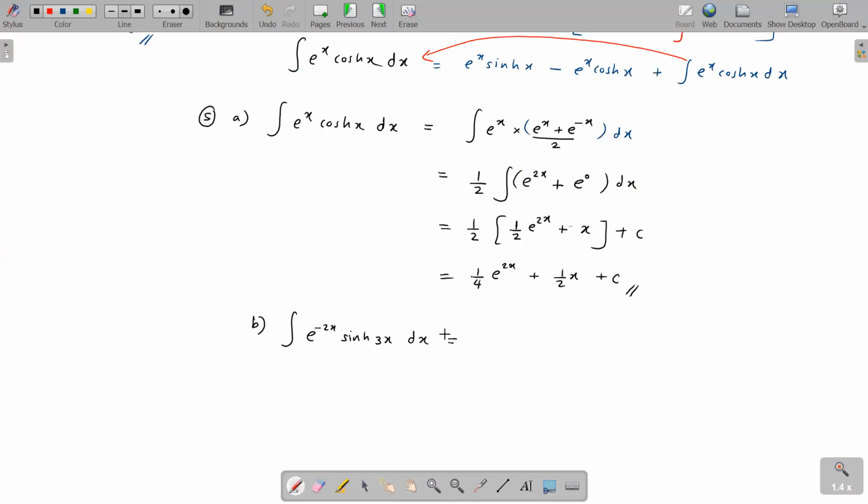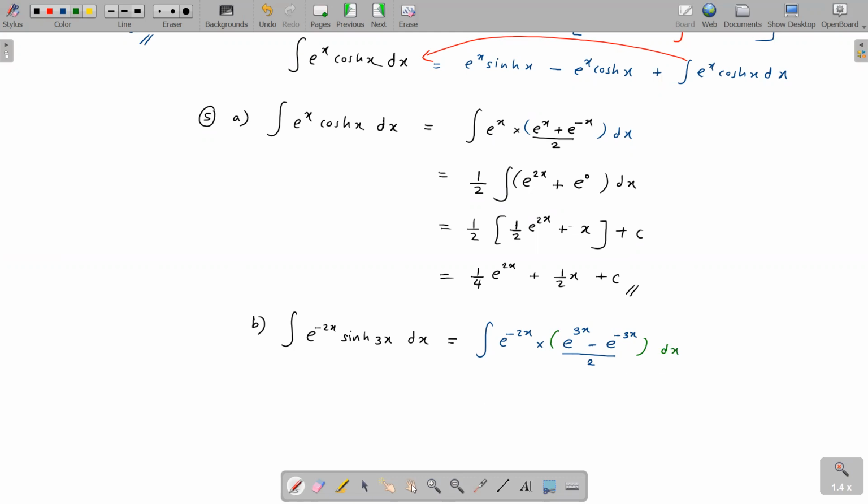Again, it's best that we go with what? The definitions of the hyperbolic function. So what do we get here? Integration e to the power minus 2x sinh 3x. So sinh 3x will be e to the power 3x, right? Sinh x is e^x minus e^(-x) over 2. So sinh 3x will be e to the power 3x minus e to the power minus 3x over 2.